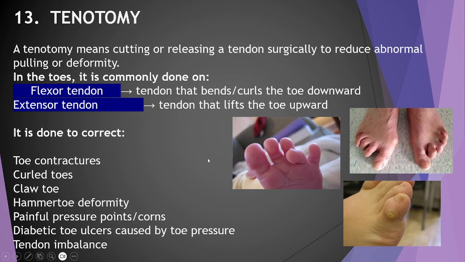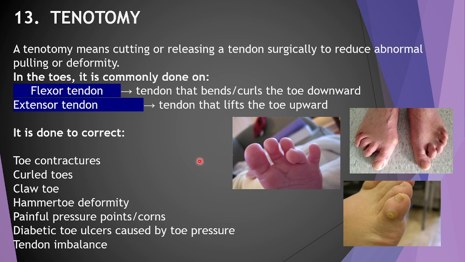So what basically is tenotomy, what does this term mean? If we divide this word, it is teno plus otomy. Otomy means cutting and teno means tendon. And what is a tendon? As we previously discussed, a tendon is a fibrous tissue structure that connects the muscle to the bone. So we can say that a tenotomy is a surgical procedure of cutting or releasing a tendon to reduce the abnormal deformity.